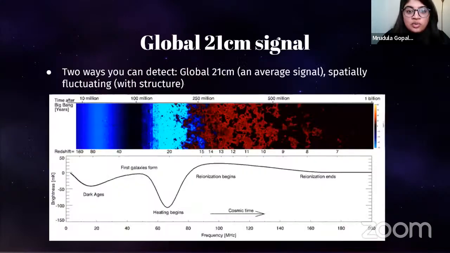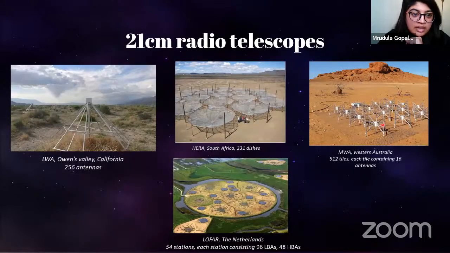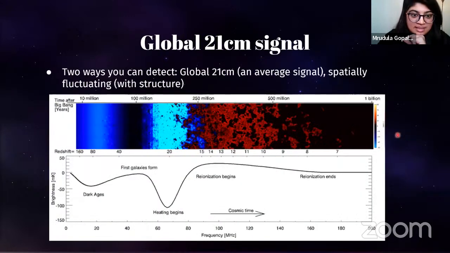I also want to note that there are two ways in which you can detect this 21 centimeter signal that will tell us about the early universe. That's pictured here. This is one way at the bottom, and this is the second way at the top. The telescopes that I showed you right now are trying to measure this signal, and we'll talk about how to measure this bottom signal as well.